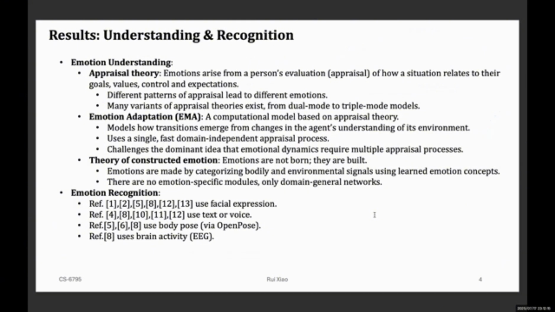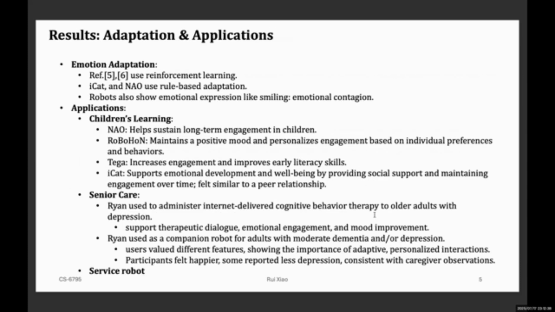Emotion recognition is the ability of robots to recognize human emotions. It uses facial expression, text, voice, body pose, and sometimes brain activities. These inputs are fed into several models, including machine learning or deep learning models, like CNNs, RNNs, LSTMs, or transformers.